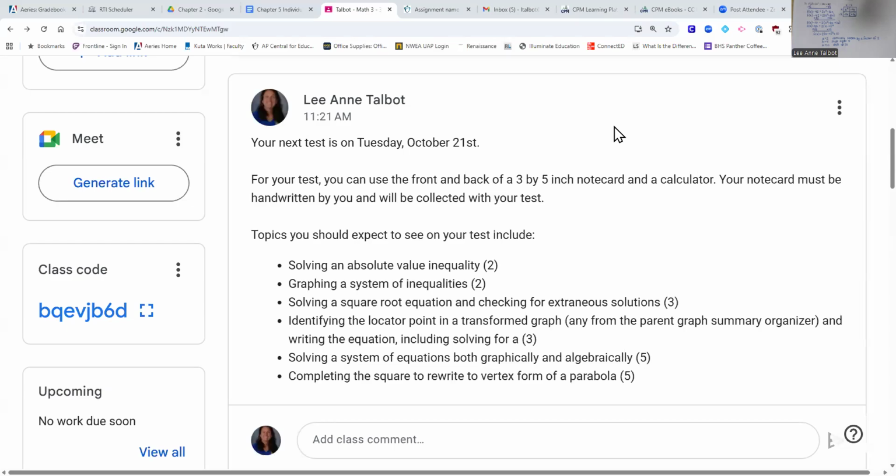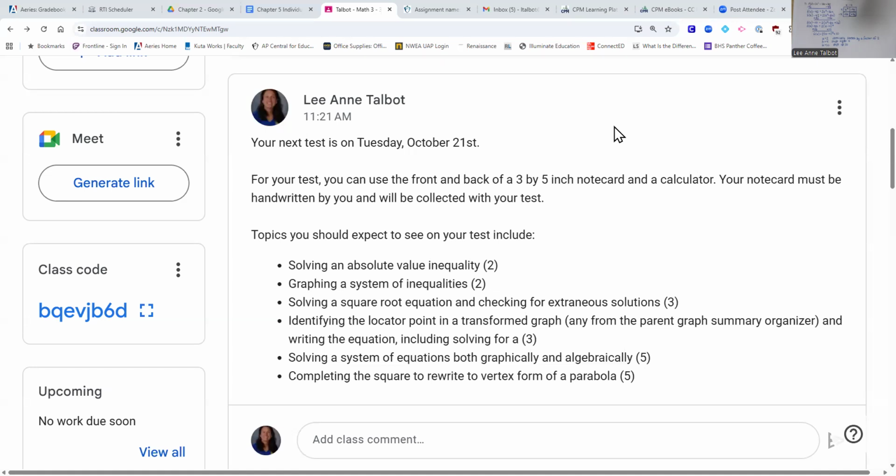Okay, let's all read this together. The test is on Tuesday. You can use a notebook and a calculator. Handwritten. Okay. First two, multiple choice ones. Solving an absolute value inequality. You know what that is? Pretend it's equals, solve, plus or minus, 2 dots, test the thing in between, out or in, number line, yep, okay.